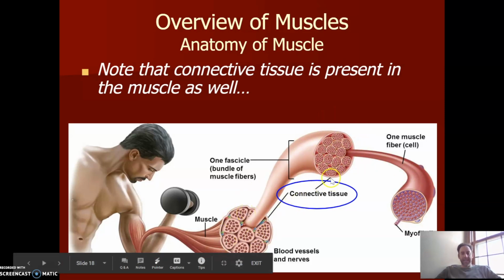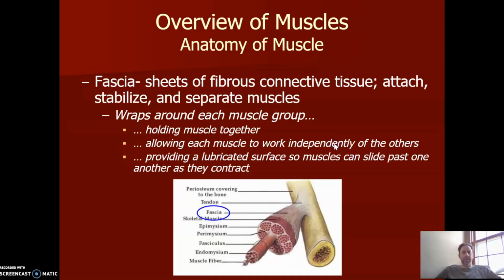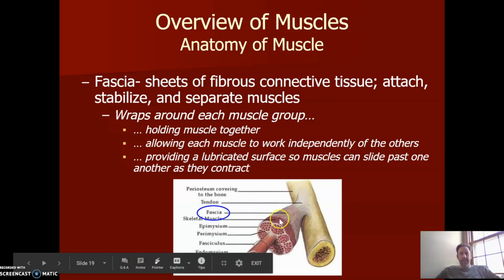You'll notice that there's connective tissue around this as well. So in this case, surrounding all the spaghetti noodles, we've got connective tissue. So let's look at the connective tissue a little bit now. So fascia is the term we use for connective tissue in muscle. It's basically these sheets of fibrous connective tissue. They attach, they stabilize, and they separate muscles. And so here you can see the muscle, and then you see this fascia here.